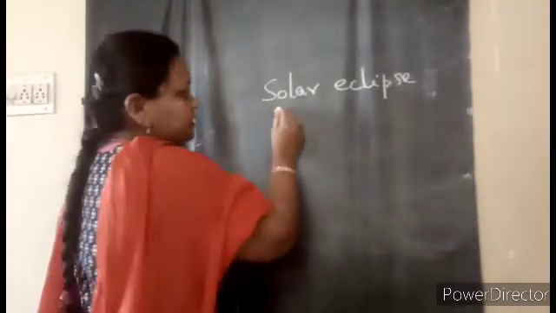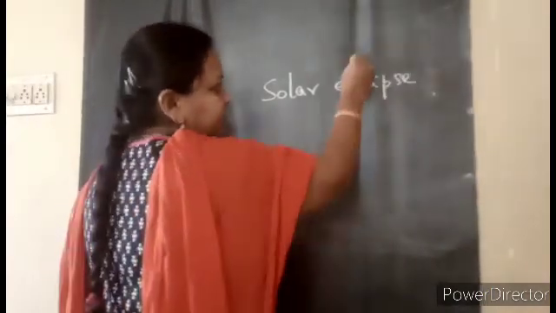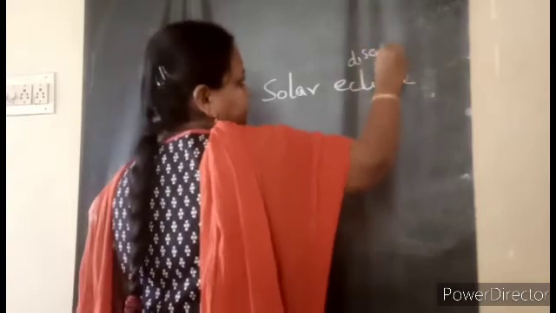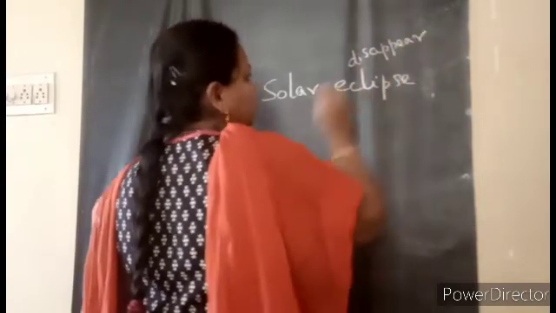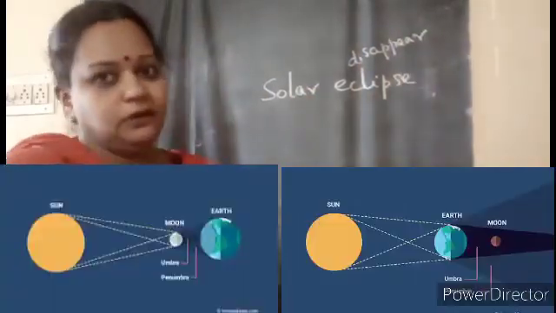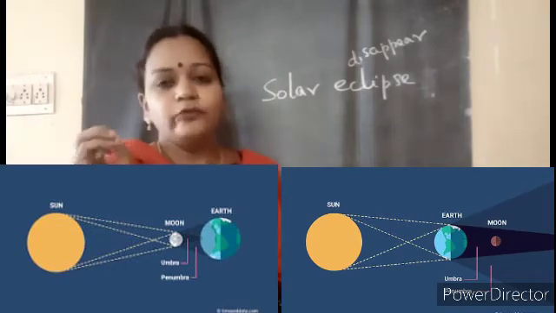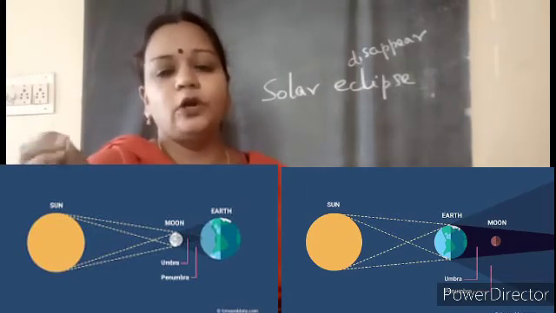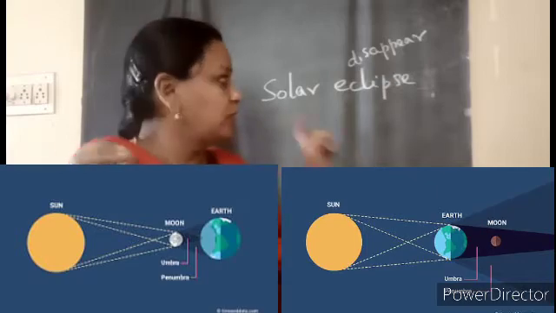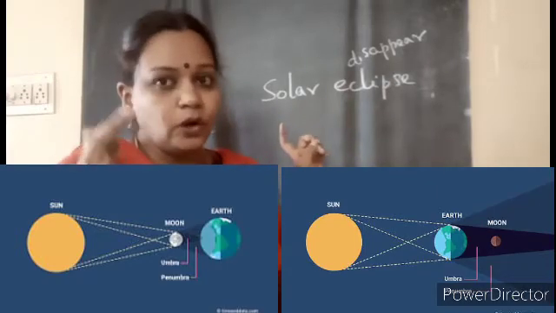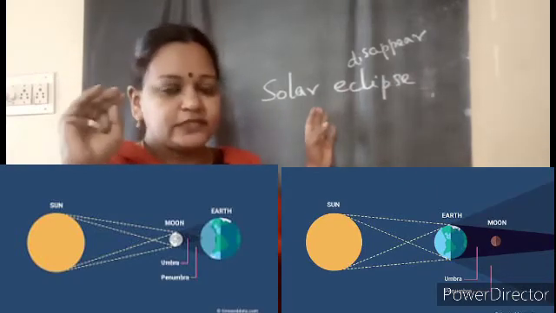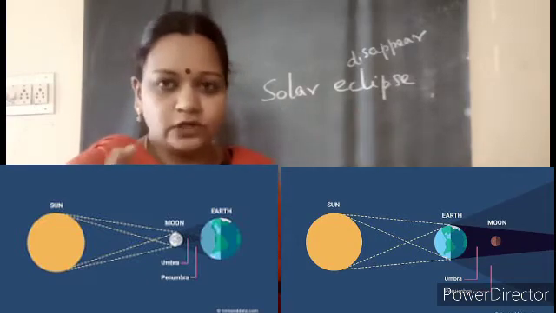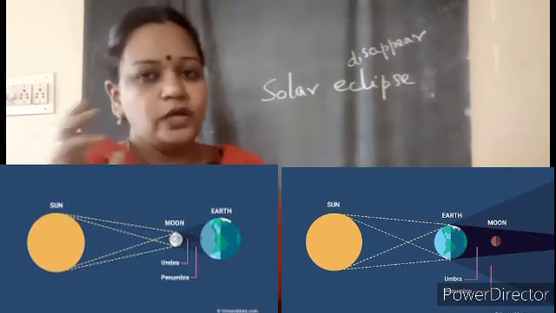See, solar eclipse: solar means sun. Eclipse means getting disappear. So what is going to disappear? The sun. No, the sun will not disappear, right? For a few seconds or minutes we will not be able to see the sun from the earth. That is called a solar eclipse. Now you all know I said that a shadow is formed here. A shadow is forming, and that is why we are unable to see the sun.